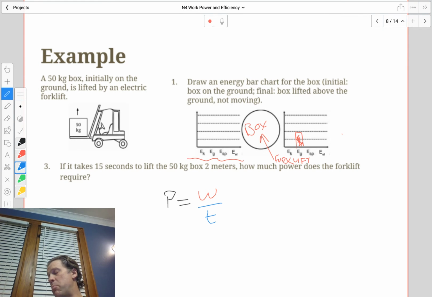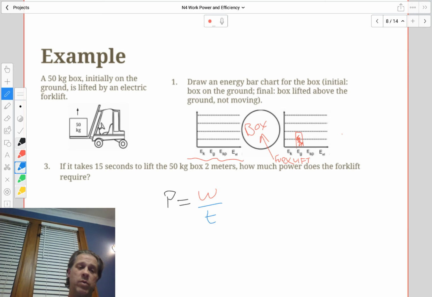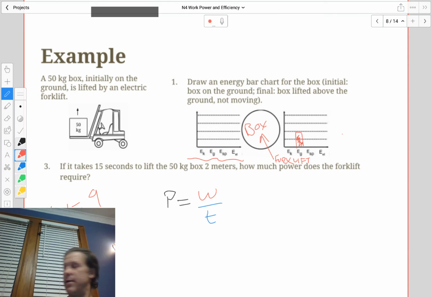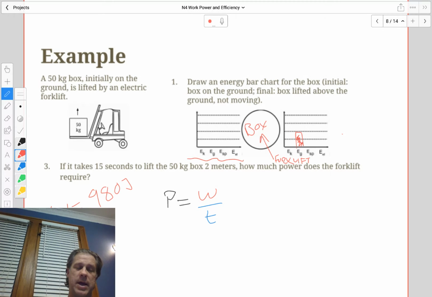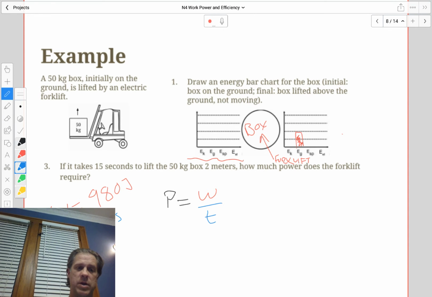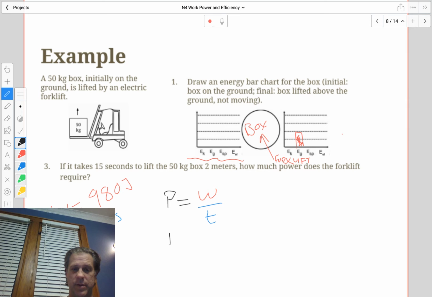And we know that power, according to our formula from before, was work divided by time. Now we have to remember back to the problem from just before where we decided that the work involved on the box was 980 joules. And the problem is telling us that the time is equal to 15 seconds.